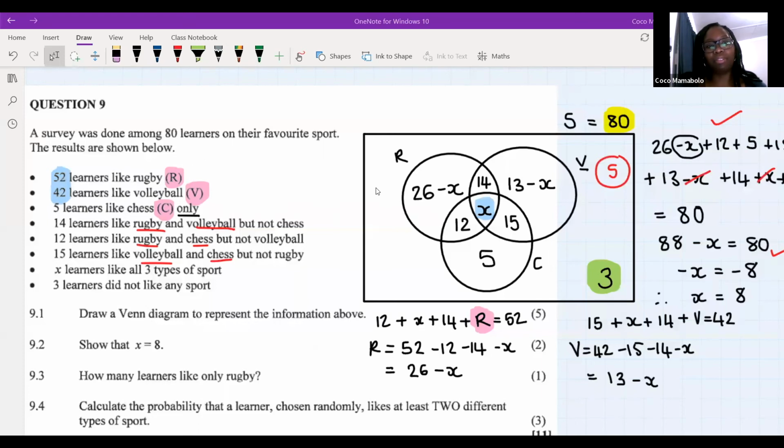Oh, Nick, be careful. It would not be 26 plus. We need to consider that sign in the middle there. We need to consider the sign.